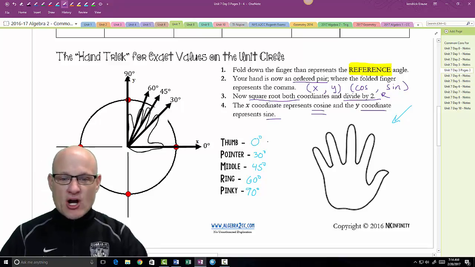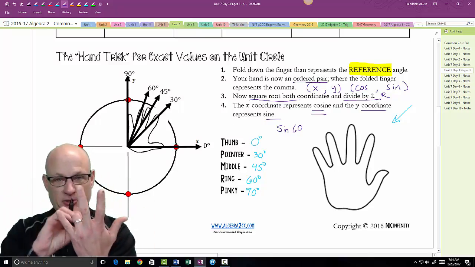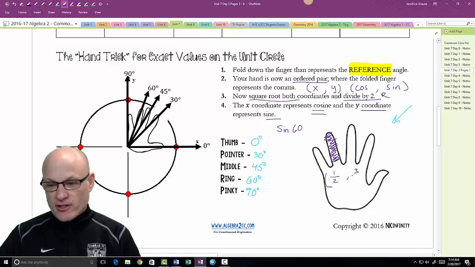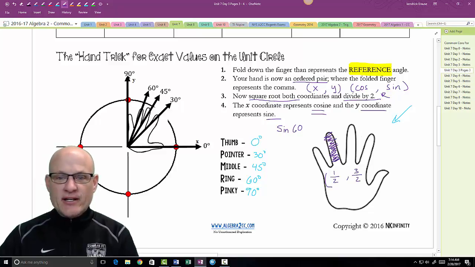Let's say I wanted to talk about the sine of 60 degrees. All right, so 60 degrees is the ring finger. So if you had your hand in front of you, you'd put the ring finger down. But I'm going to just do it this way. There's the ring finger. So that's the comma. So what's on the left here? I've got 1 finger. Remember, we have to divide by 2. And on the right, I've got 3 fingers. And I have to divide by 2.